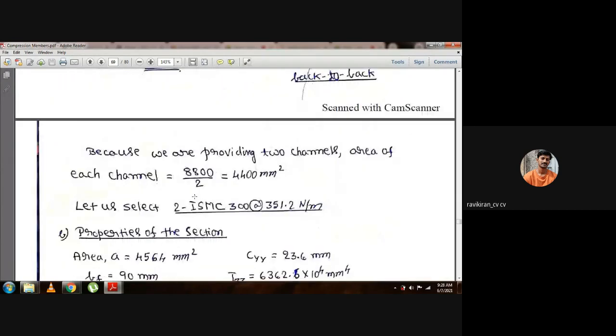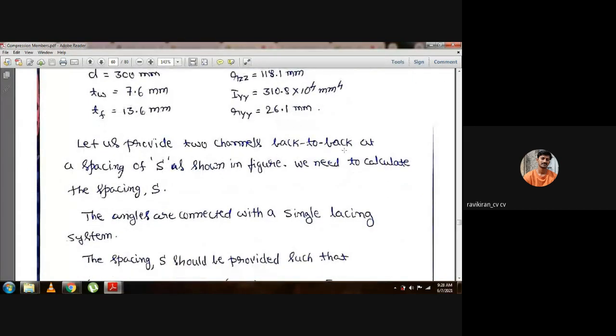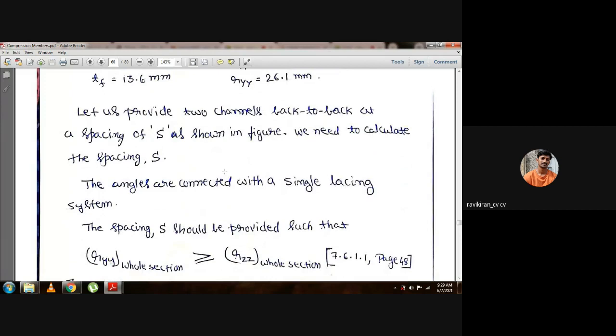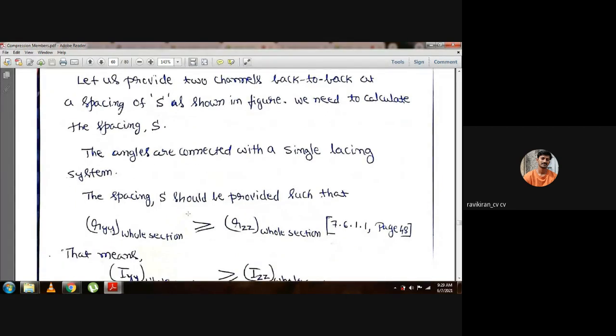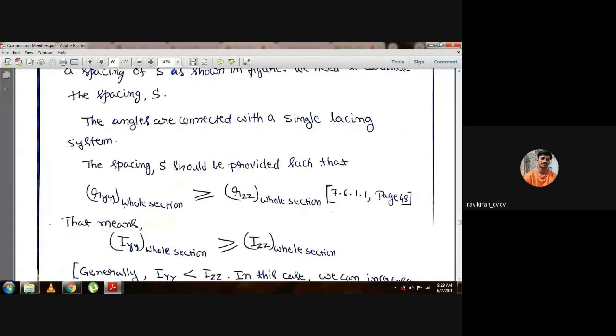And next, once you note down the sectional properties, let us provide two channels back to back at a spacing of S, as shown in the figure I have shown you on top. We need to calculate this spacing in such a way that the spacing S should be provided to make radius of gyration YY for the whole section greater than or equal to radius of gyration ZZ for the whole section. Open page 48 and check.